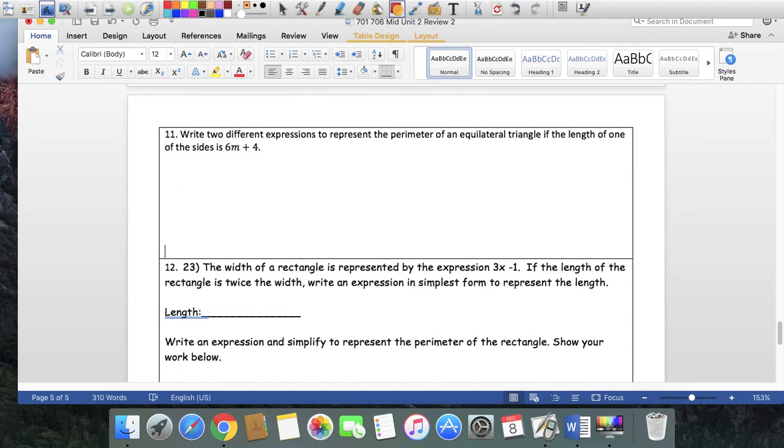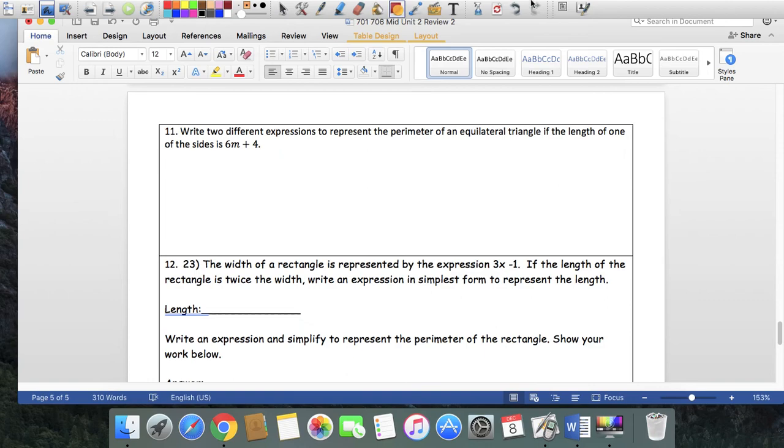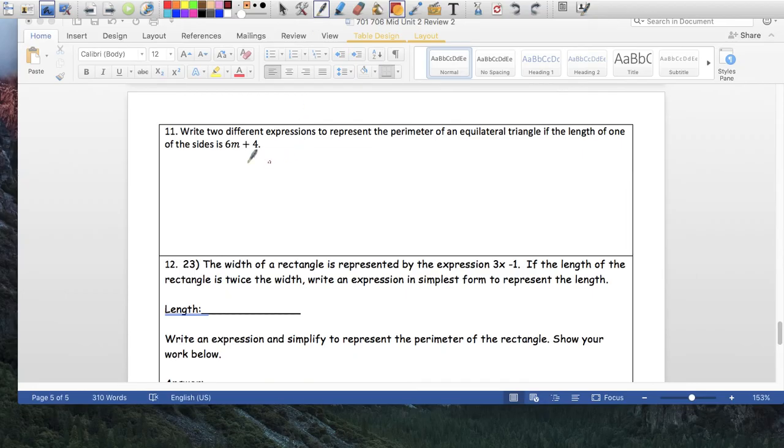Write 2 expressions, and you've got to be careful with this. Depending on the expression, and I didn't say that in the previous video, I think I meant to say simplified expressions, or sometimes they say that one of the expressions has to have parentheses. So one expression with parentheses and one simplified expression.